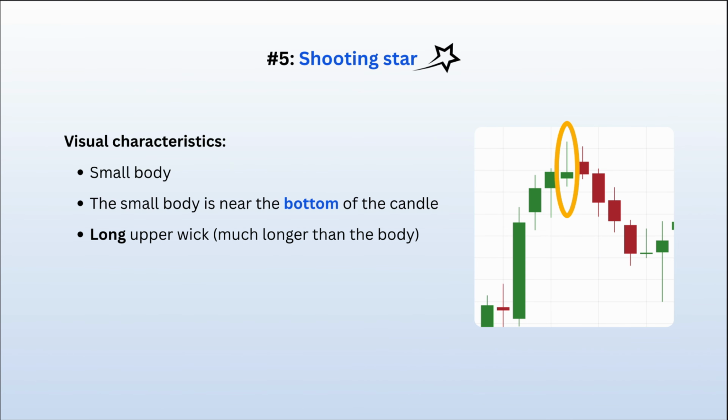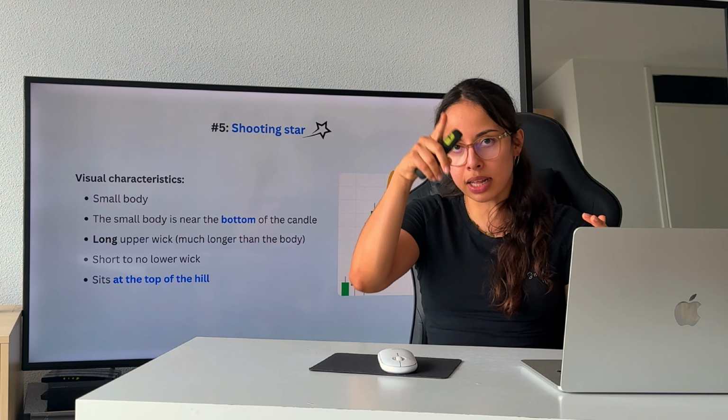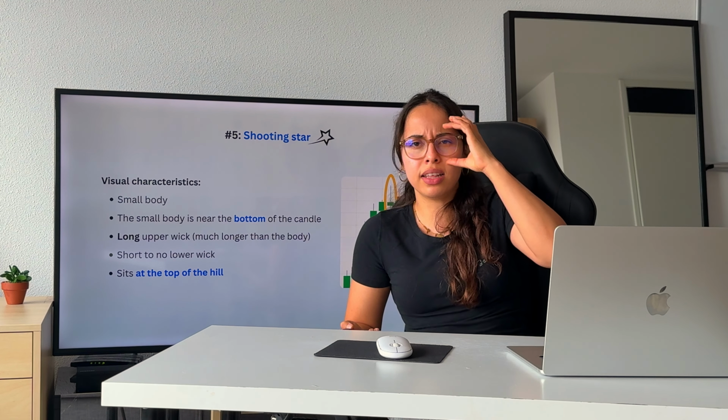It has a long upper wick, being much longer than the body itself, and usually it has a very short lower wick. The key to remember this shooting star candlestick is that it sits at the top of the hill. Imagine a hill and that the shooting star is at the top of the hill. For me, this didn't make a lot of sense.